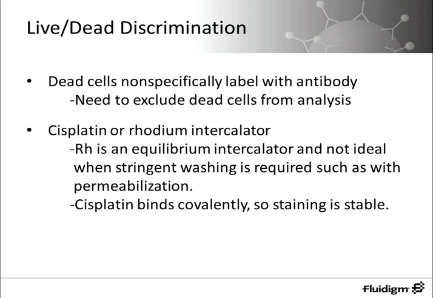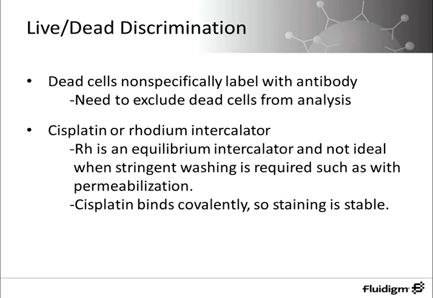Just like in flow cytometry, with mass cytometry, it's very important to be able to identify dead cells in your sample, specifically because dead cells love to sop up antibody like a sponge, and it can really confound your analysis if you can't eliminate dead cells in your data files. So at Fluidigm, we actually have two different live/dead discriminators, cisplatin and rhodium.